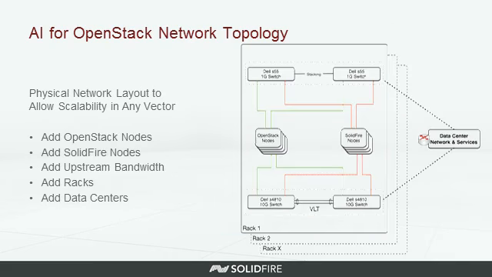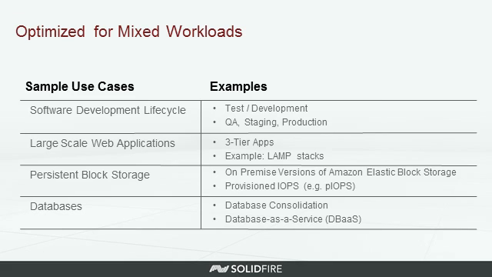And that goes not just with the configuration, but also with the scalability. In this case, what we want to be able to do is scale not just the storage. We know how to do that. That's pretty easy. We add nodes. It rebalances. Everything works the way it's supposed to. But how do we add OpenStack nodes? How do we add upstream bandwidth? How do we add additional racks? How do we add additional data centers? And how do those data centers talk to one another? Being able to provide a full network topology across multiple racks or multiple data centers is something that we get asked for pretty often.